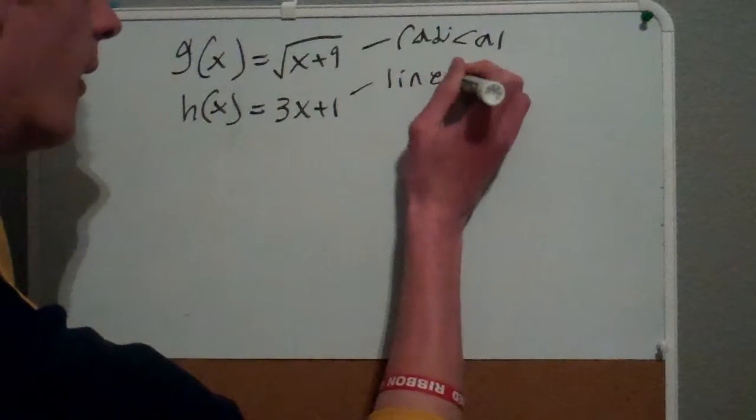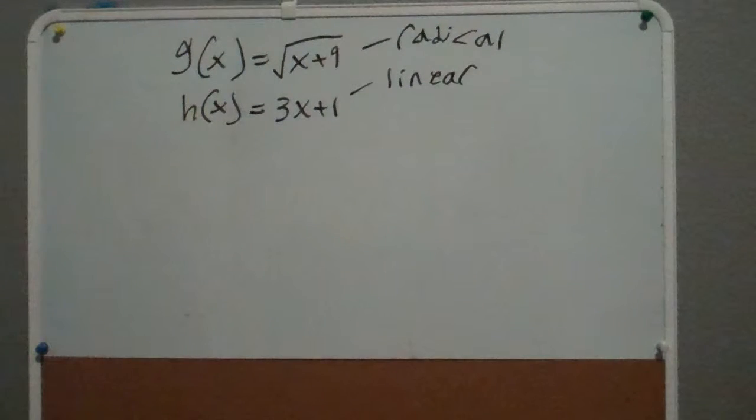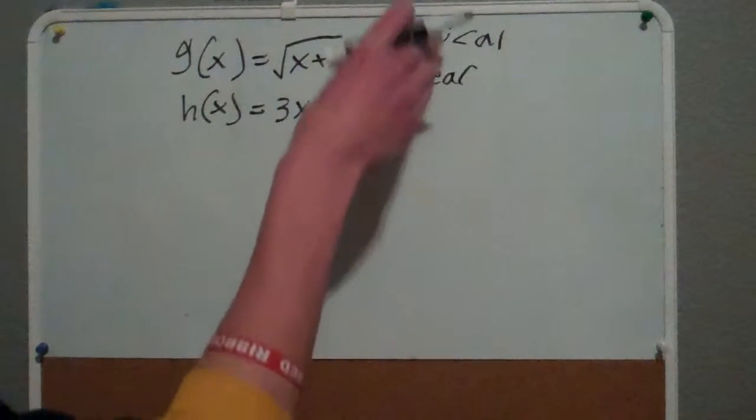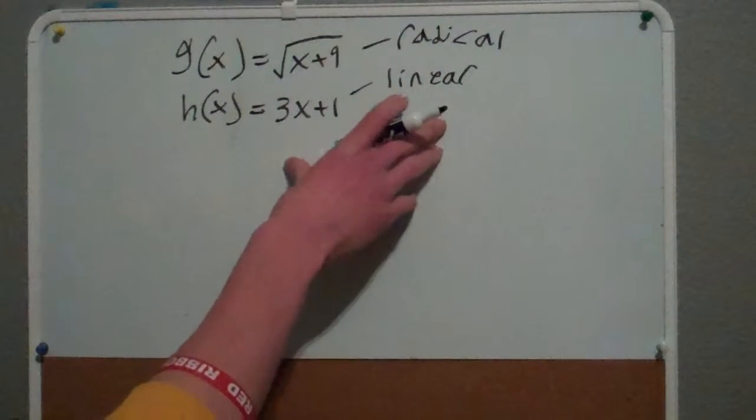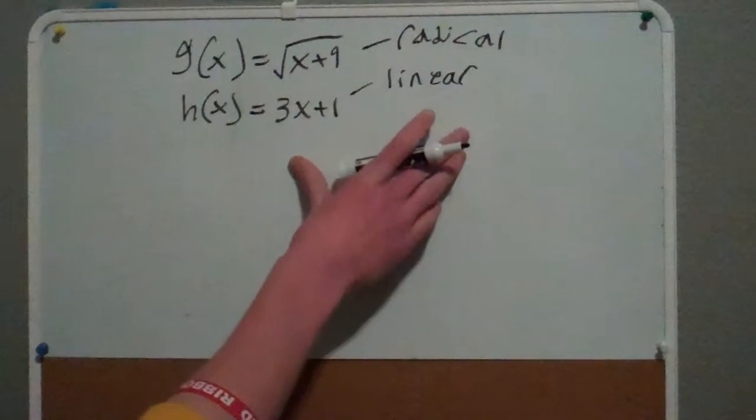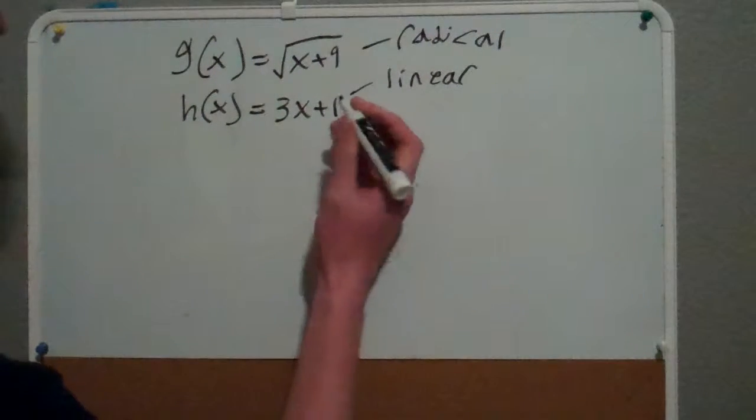Most always you're going to have a linear inside your equation, so it'll always be linear, radical, linear, quadratic, or linear, linear. And it's not hard to figure out which one's which.